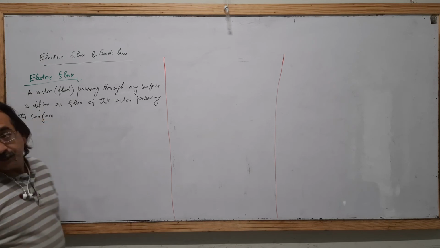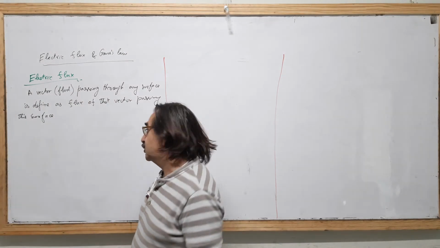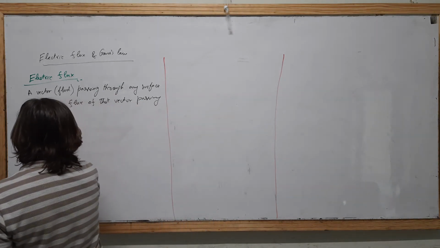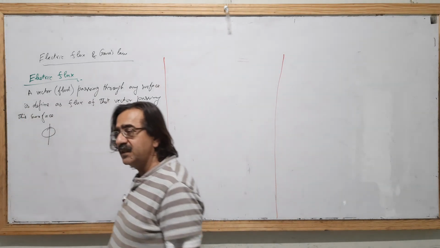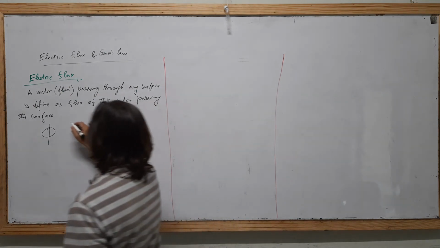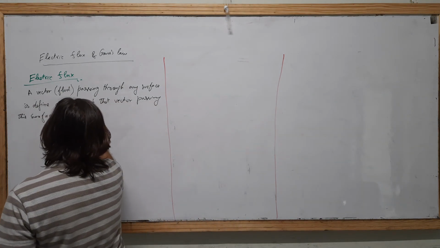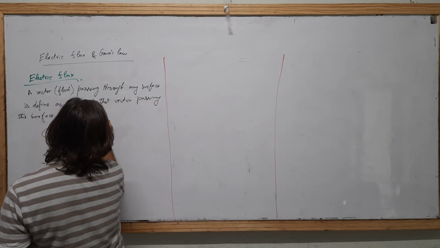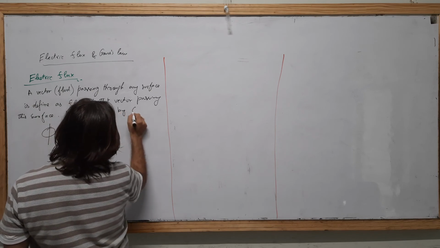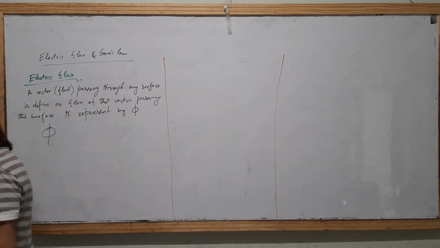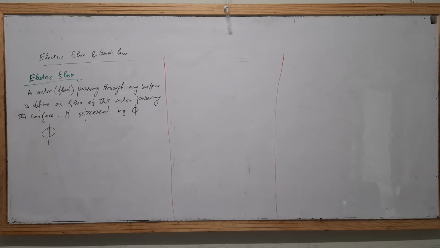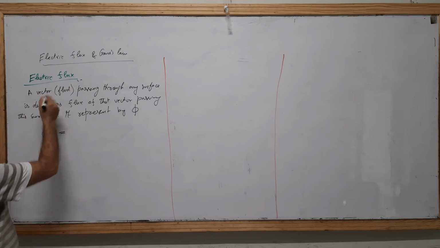Okay, got it? So flux will be represented by phi. This is the notation used. This notation is defined as phi. Okay, got it? So this is a flux. According to the definition, flux is equal to what?